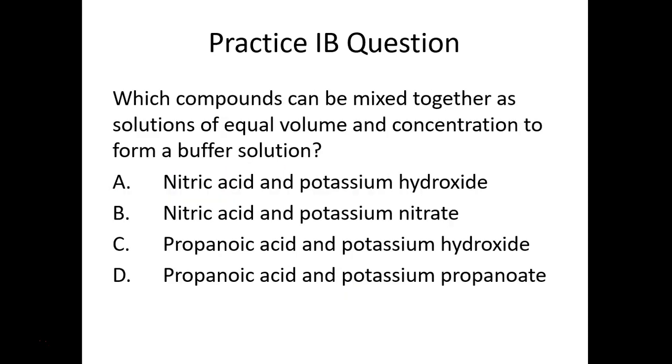All right, here's another practice IB question. This one's a little bit different because it specifically says that we're using equal volume of the solutions. Okay, so that's pretty significant. So pause for a sec, try this, and then we'll go over it.